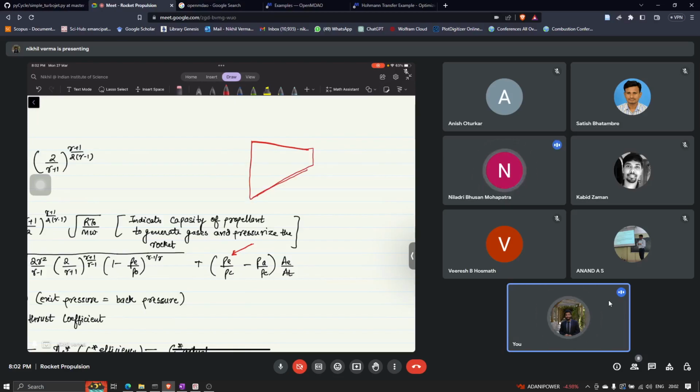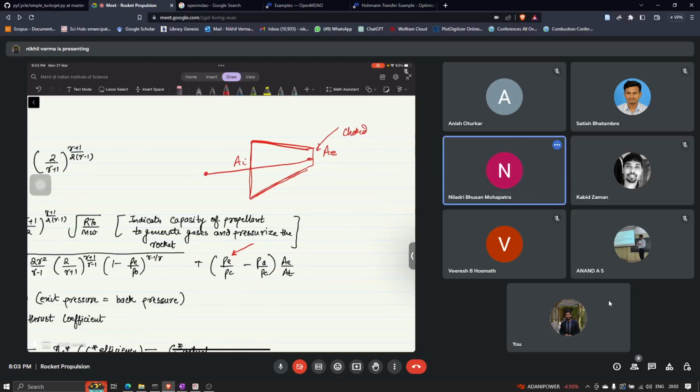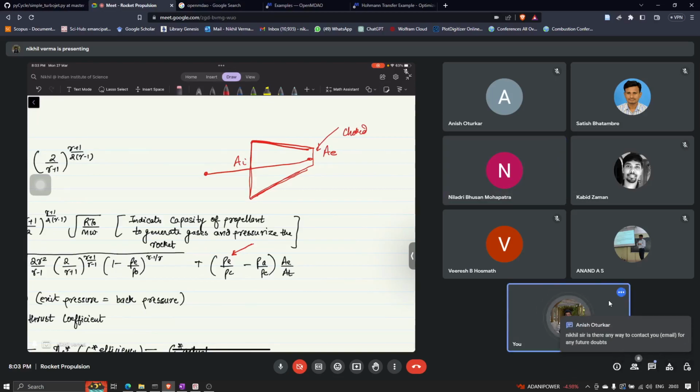So if you have a converging nozzle, and you have an exit, and this is your inlet, right? Initially when the pressure is getting built up, and we do not assume that this part is choked, we can apply Bernoulli, or we can use any gas dynamics relation.